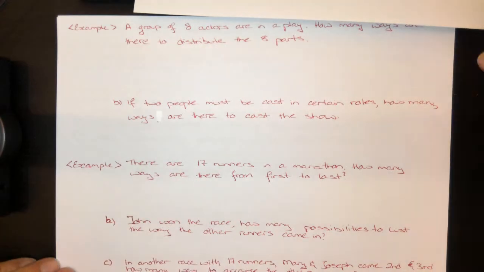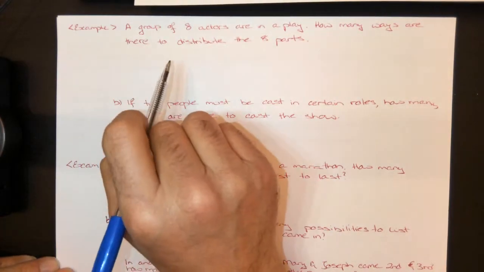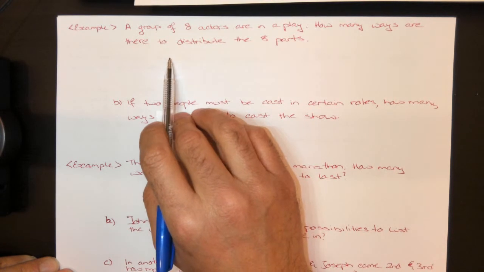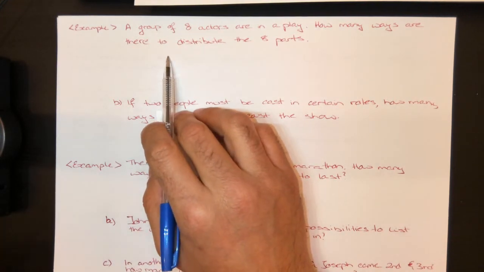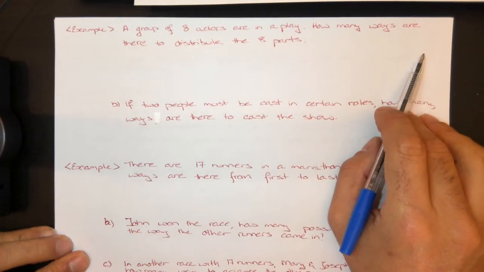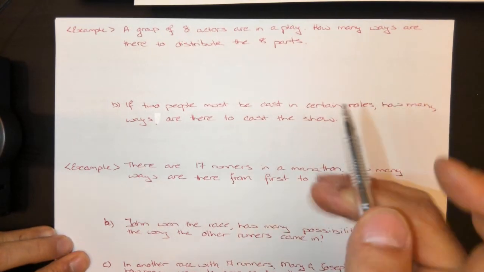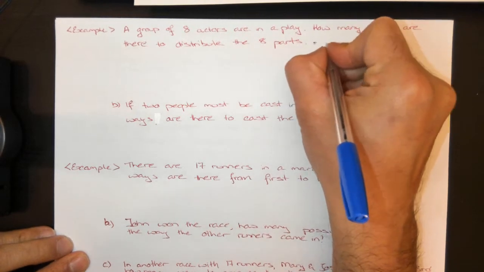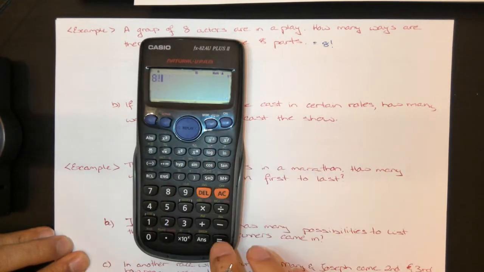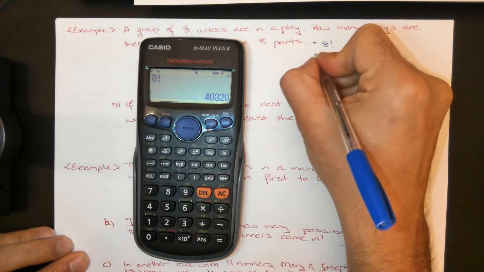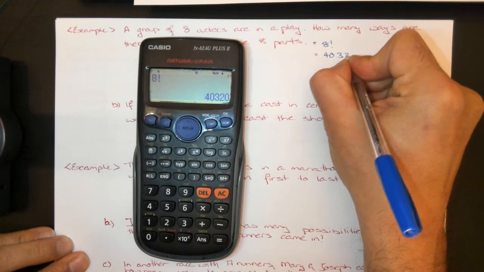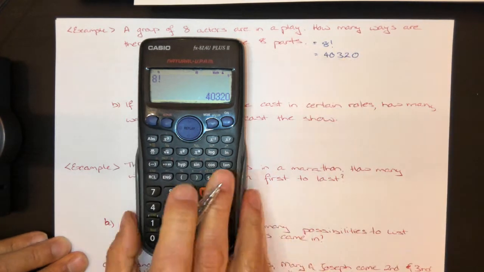Some more examples. We have a group of 8 actors. They're in a play. How many ways are there to distribute the 8 parts? So obviously we don't care about any particular genders in this situation. They're just 8 roles, 8 actors. So in this situation it would be 8 factorial. So 40,320 different ways.